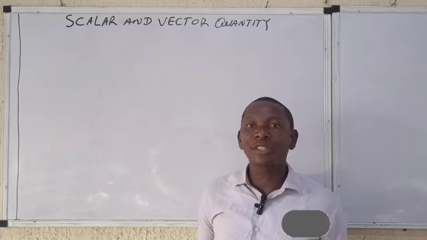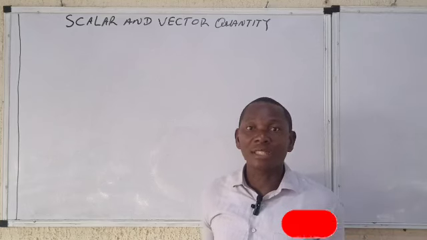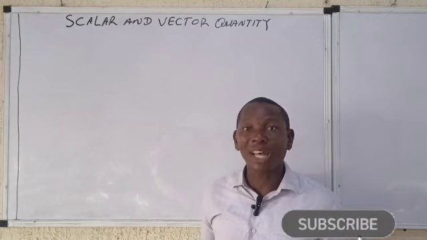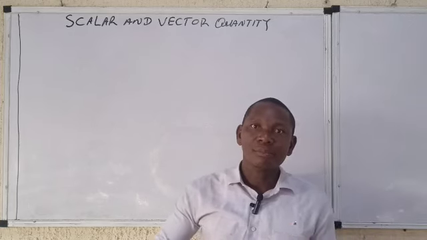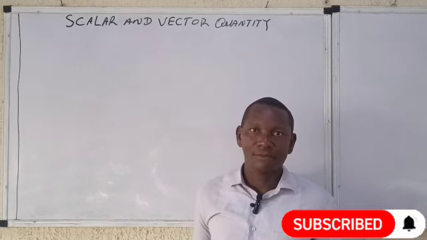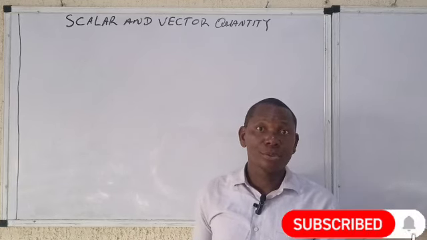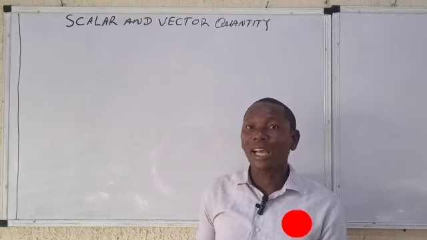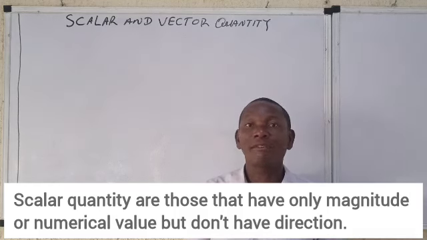I'm driving 60 kilometers per hour or 50 kilometers per hour. Did I measure the direction? No, that is speed. But what if I now say I'm driving 50 kilometers per hour northwest? I've measured the direction. So in that case, it's no longer a scalar quantity. So scalar quantities are those quantities that have only magnitude or numerical value, but they do not have direction.